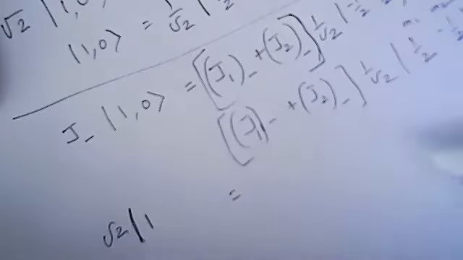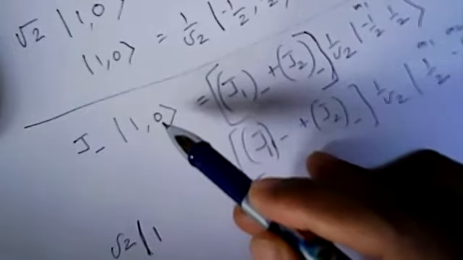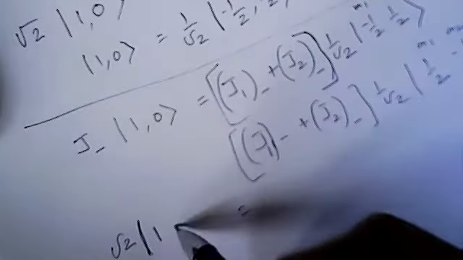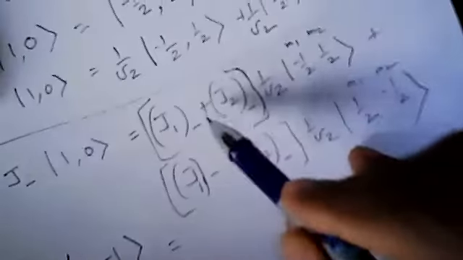Root 2 into, then J value no change. M value gets lowered by 1. That is minus 1. So root 2 into 1 minus 1 equal to, now come to the right side.